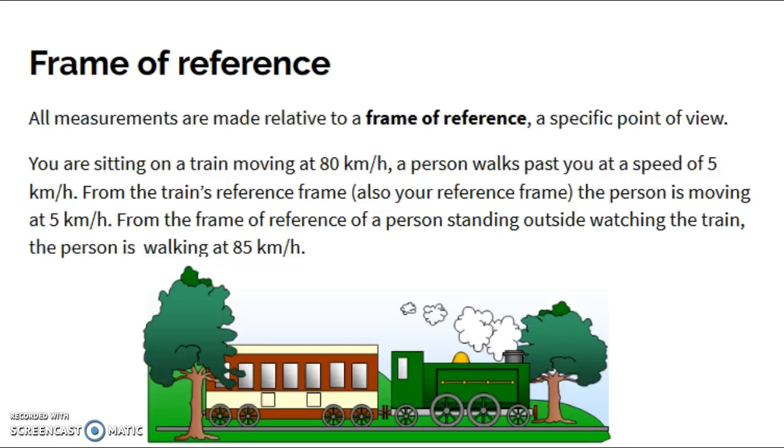This is important because we could also describe this person's motion, their speed, as if we were standing outside of the train. Outside the train, we see the train moving at 80 kilometers per hour, but that person's also moving 5 kilometers per hour faster than that. So the person standing outside the train sees them moving at 85 kilometers per hour. Kind of the same thing if the person was moving in the other direction. From outside the train, they look like they're moving at 75 kilometers per hour, whereas we would still see them moving at that same speed of 5 kilometers per hour sitting in the train, but in the opposite direction.